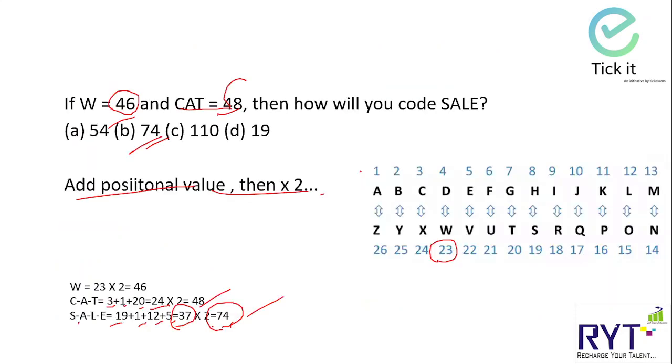W is equal to 46, cat is equal to 48. So W is nothing but 23, but it is written as 46, which means positional value into 2. Because W, we know it's 23, into 2 gives us 46. Same way cat: if I add 3 plus 1 plus 20, so 24, but it is written as 48. So 24 into 2 has given me 48. SAL is sale. If you add, you get 37. If you multiply with 2, you get 74. So option B, 74, is the right answer.